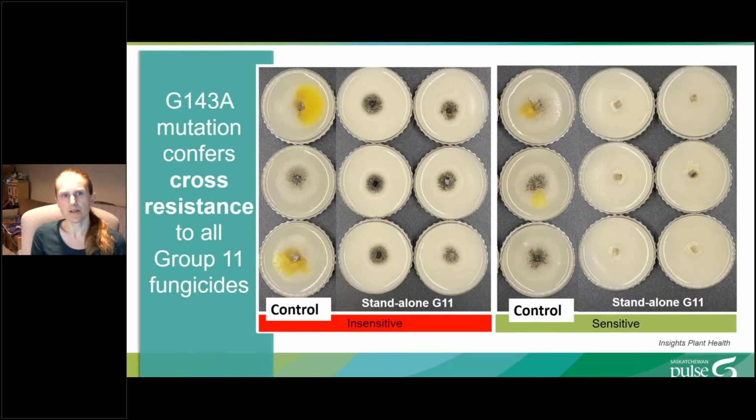Then this slide just shows anthracnose growing on plates, and the red is insensitive, and the control bars are if there was no fungicide added to the plates. And then you can see if it's insensitive to a group 11 fungicide, so the fungicide was mixed into the plate, the fungus grew slightly less, but it grew. But in contrast, if the fungus was sensitive to group 11 fungicides, it grew very little or not at all.